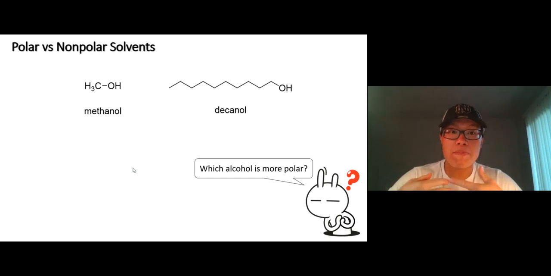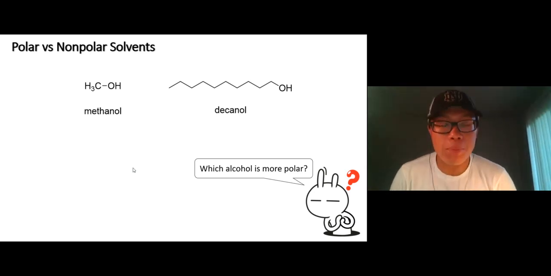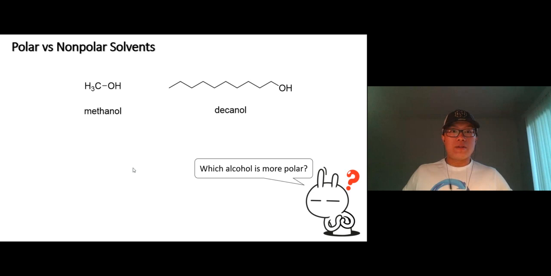So I have two compounds for you. We have methanol on the left side and decanol on the right side. Now both are polar compounds. Do you know that? Of course you do. You see an OH bond, like water, alcohol, they are polar compounds. But which is more polar and which is less polar?